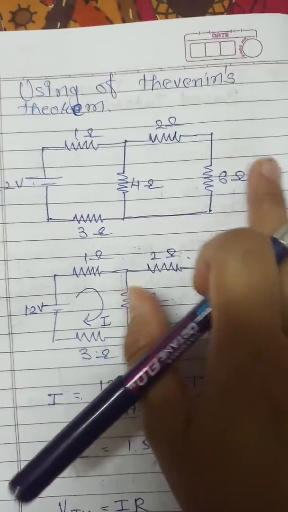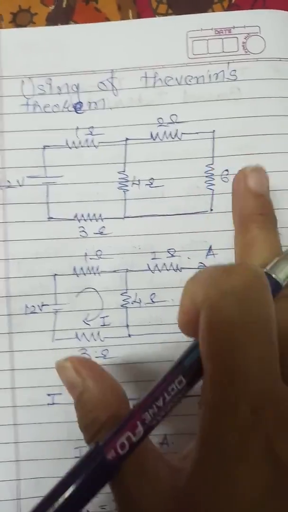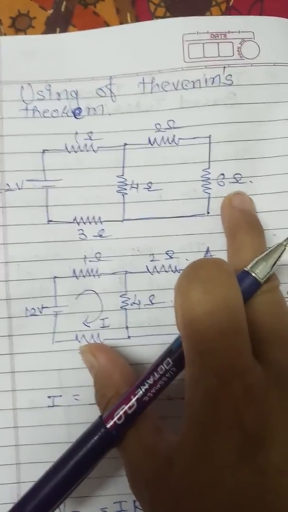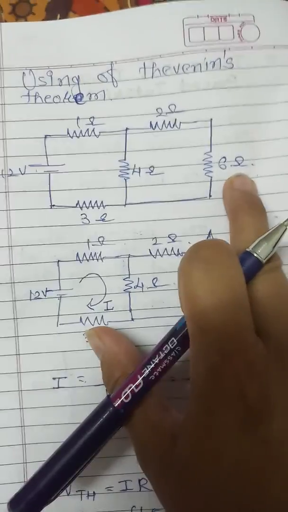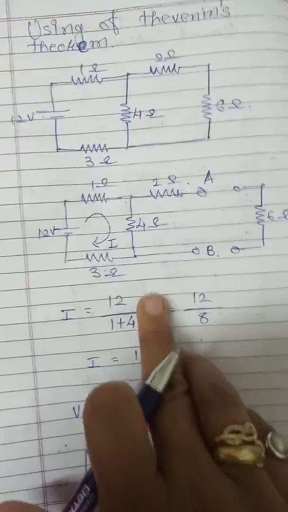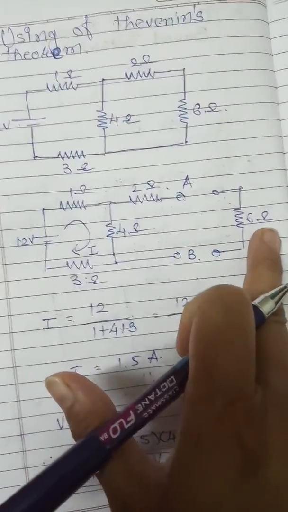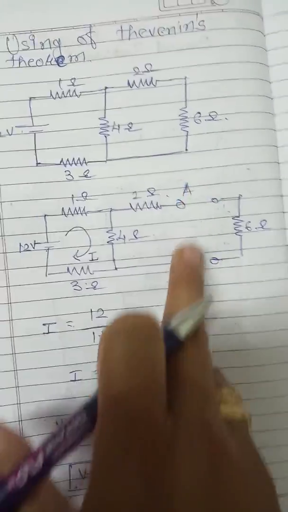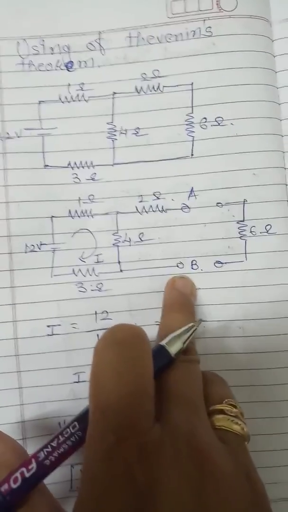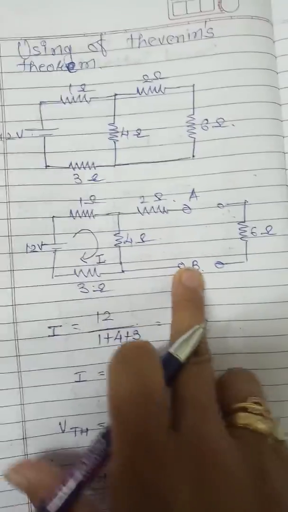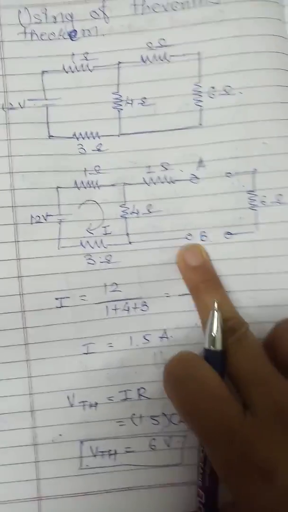So by using the Thevenin theorem, how can we find out the value of the current I passing through the 6 ohm resistance? First of all, we have to disconnect the 6 ohm resistance from the given network. So our circuit will be like this. The 6 ohm resistance is disconnected from the given network, and this terminal is labeled as the open circuit terminal A and B. Now find out the VTH.